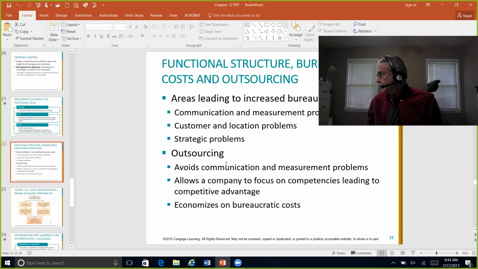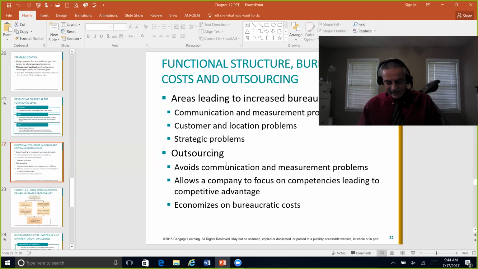Location problems, especially if it's a geographical region, may also hamper coordination and control. Strategic problems. When you look at those three areas of communication, customers, and strategic problems, you can see the potential of bureaucratic costs increasing as well. And when you're experiencing one of these problems, more often than not you're seeing an increase in the bureaucratic cost as well. Let's talk about outsourcing, page 419.